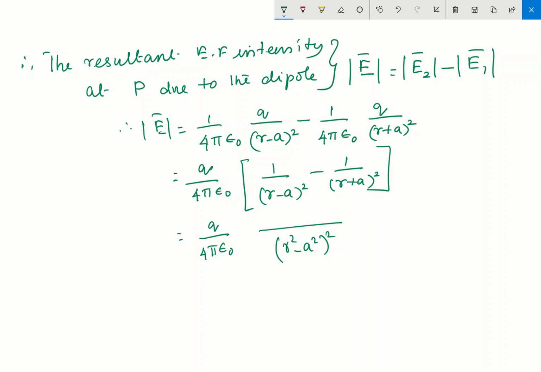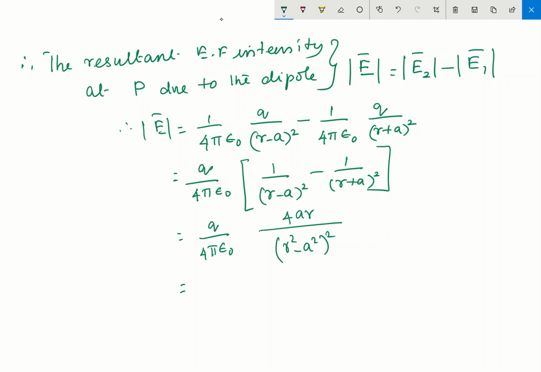If you substitute, you take the LCM, and if you expand it, so many things cancel. The final answer will be 4q by 4 pi epsilon naught, 4ar divided by r squared minus a squared. I think you know how to take LCM. Okay, therefore the answer will be this. Is it clear? But I want to substitute this in terms of dipole moment.